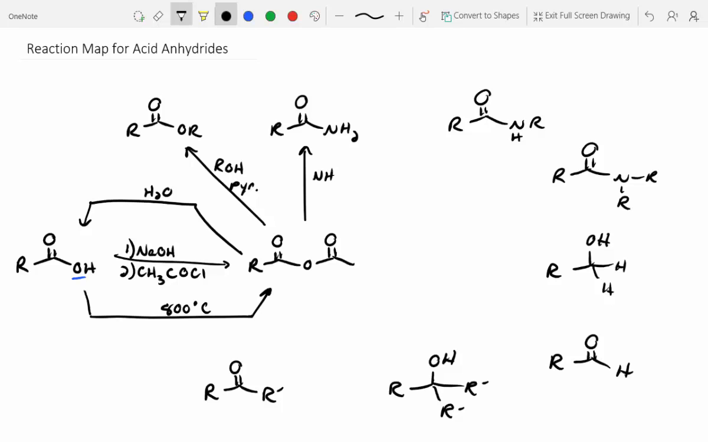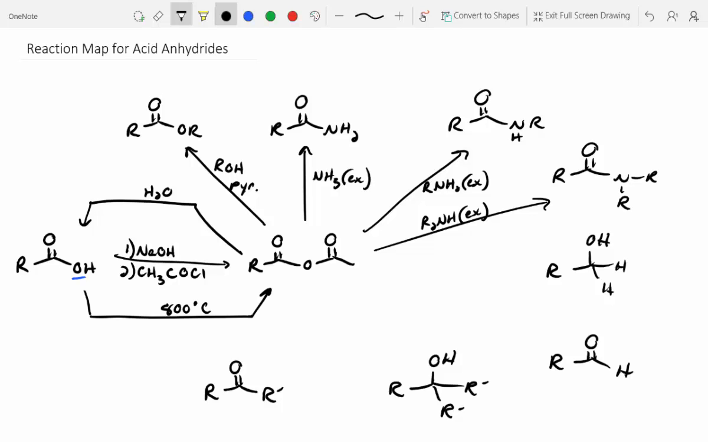Yeah, ammonia in excess. So it's going to act as the nucleophile and the base. It's the same thing for both of these, right? So we'd need RNH2 in excess for this one, and then R2NH in excess for this one. So you can make amides from these pretty easily.